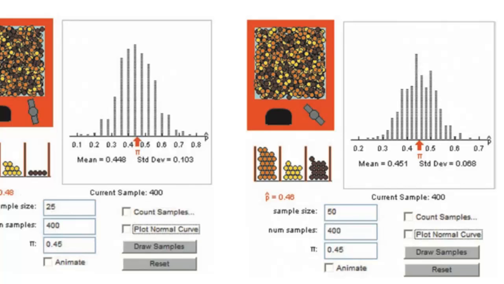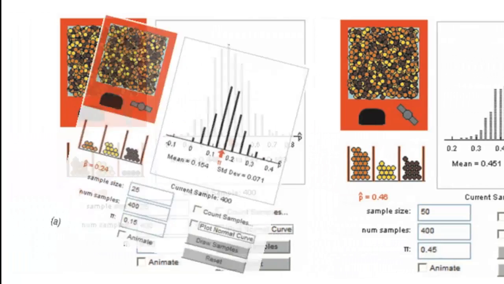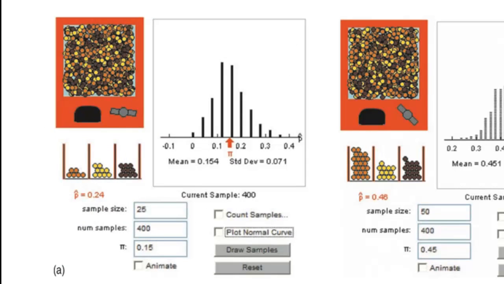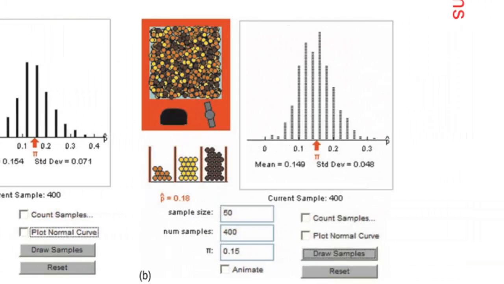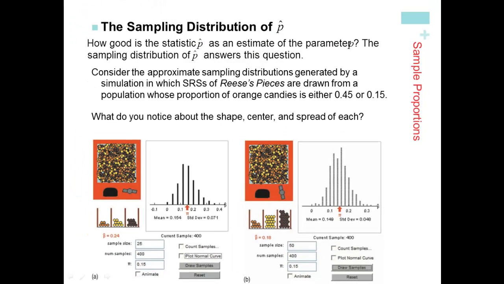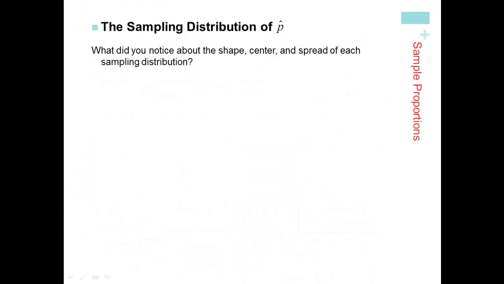Now let's switch the population proportion to 0.15. Here's that same example of taking a sample size of 25, 400 times, with a proportion of 0.15. For one example, you can see the p-hat value ends up being 0.24. If I were to graph the 400 samples, it would look like this. And taking a sample size of 50, 400 times, with a proportion of 0.15, gives me this graph. What did you notice about the shape, center, and spread of each sampling distribution?